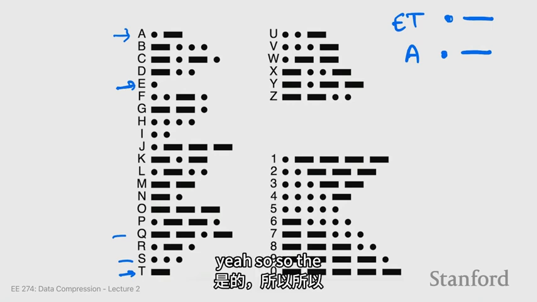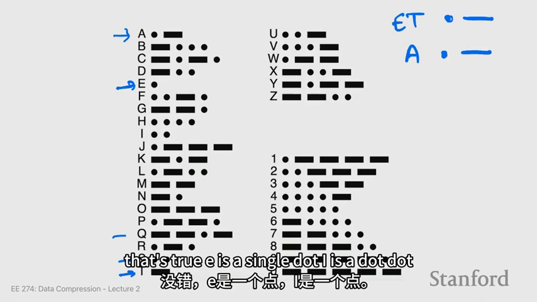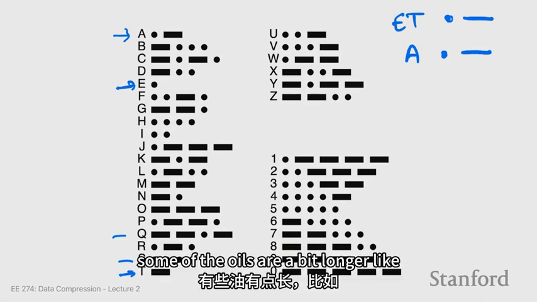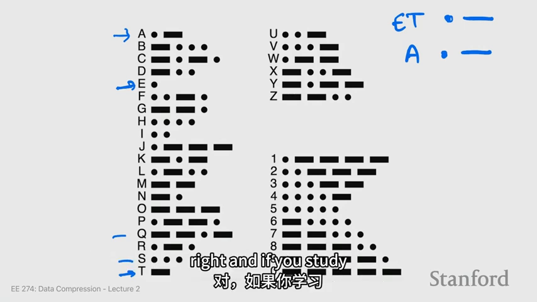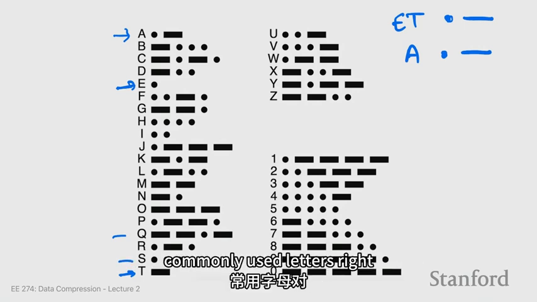Yeah, so the vowels are shorter. That's one suggestion, and that's true. E is a single dot, I is a dot dot. Some of the vowels are a bit longer, like U is a dot dot dash, right? But you see T is very short, right? And if you study the frequency of letters in English, you will see that E and T are the two most commonly used letters, right?